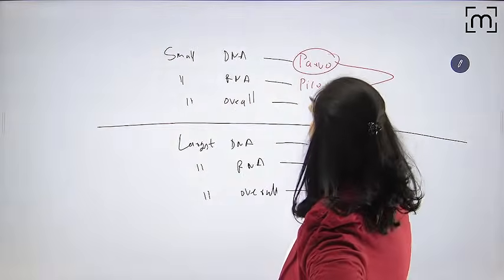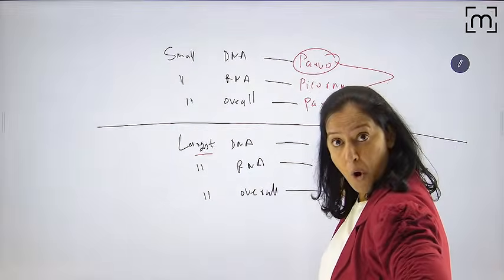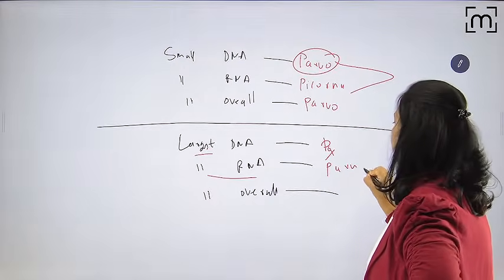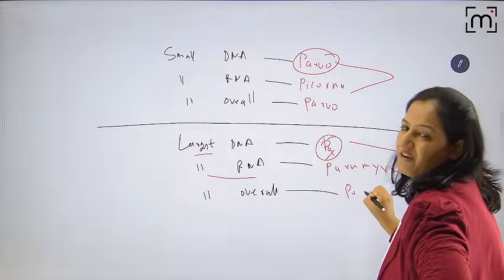It's Parvo only. Okay? Now, largest DNA, Mr. Pox, senior citizen. Largest RNA, Paramyxo. Compete them. Who's larger? Mr. Pox only. So don't get confused in your exam.